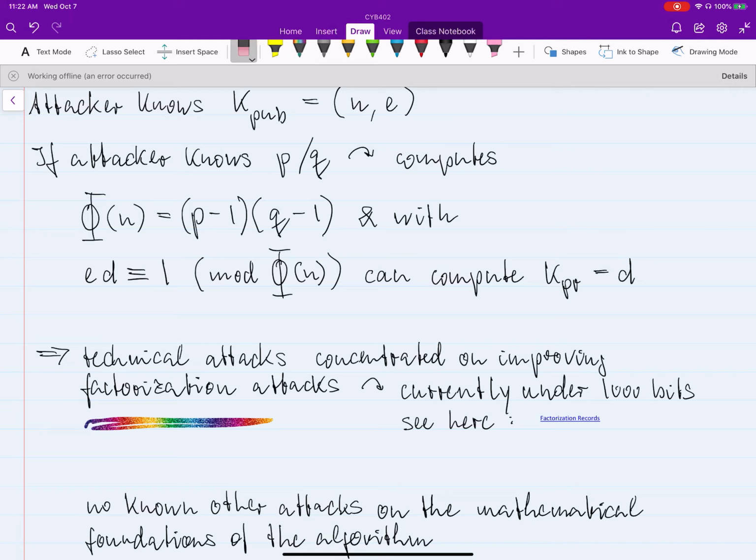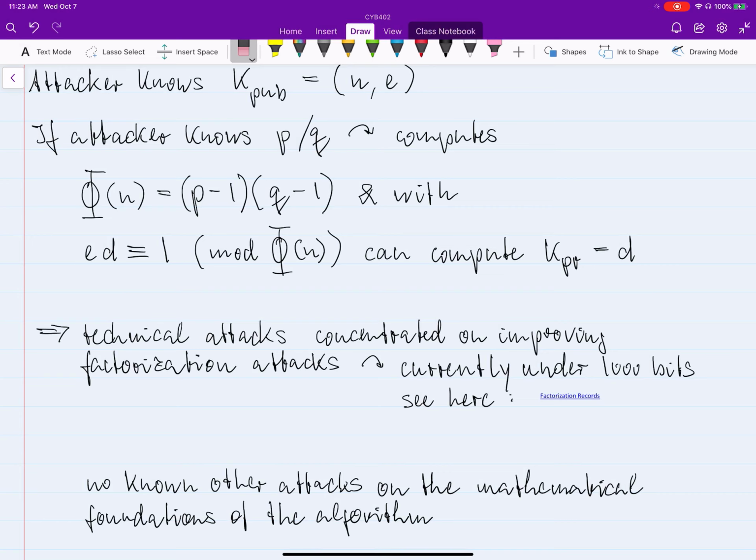But still, in order to future-proof your private-public key pair, what you should do is use an n that is at least 2,000 bits, if not 4,000 bits, which means that we have to have two prime numbers which are 1,000 or 2,000 bits long each, which of course does not make the exponentiation any faster.